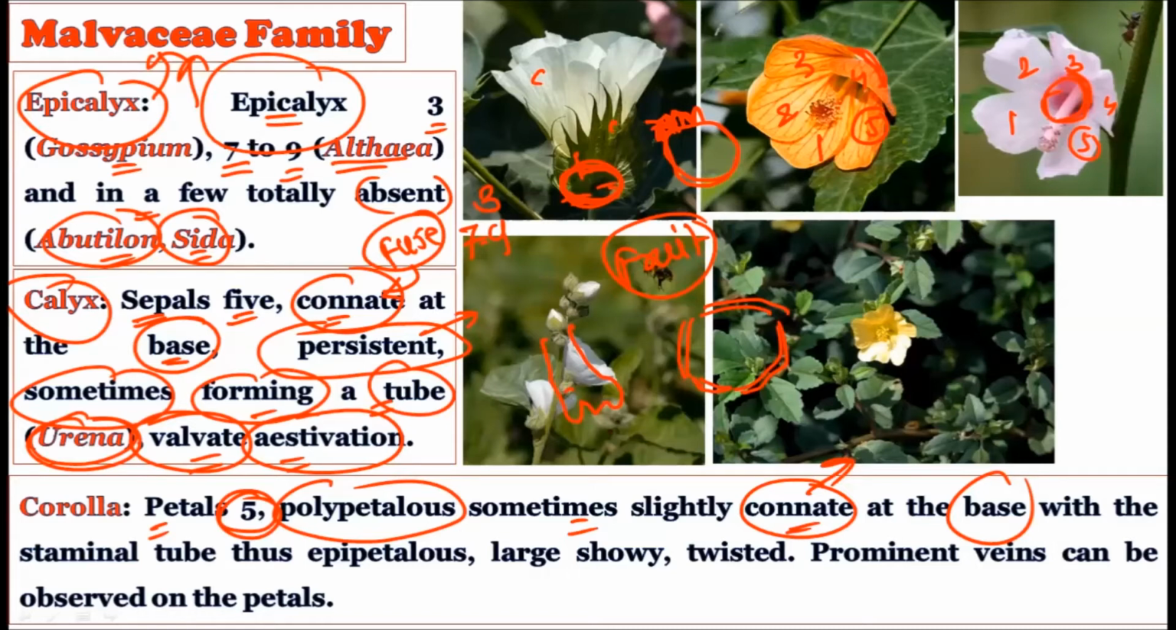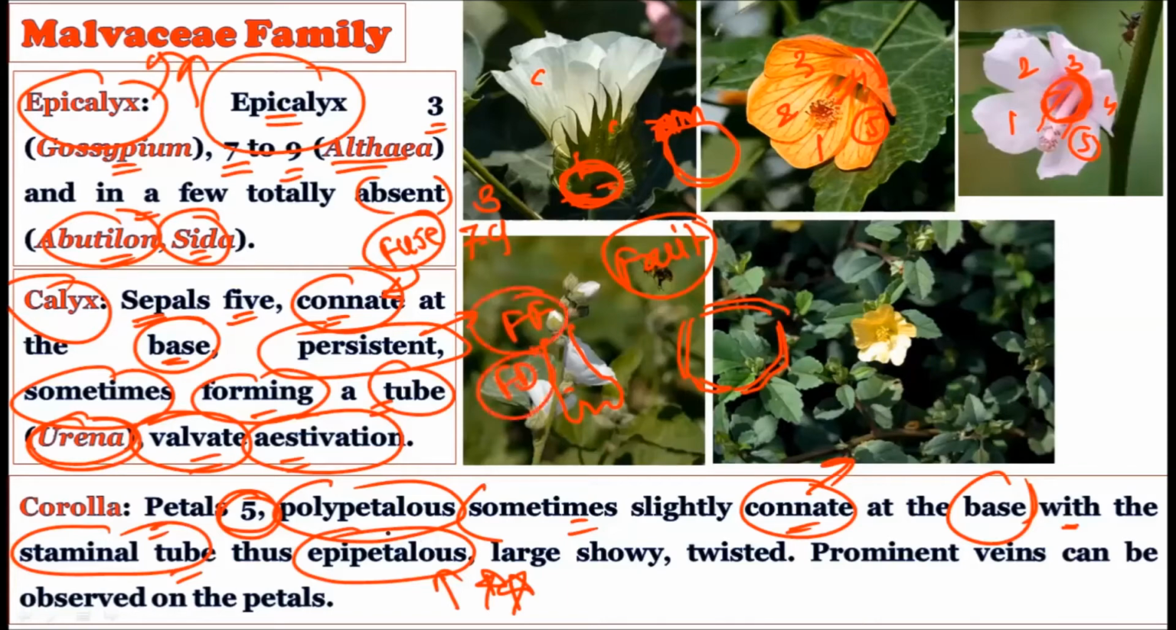Sometimes they are slightly connate at the base with the staminal tube. Observe the staminal tube. You will find a staminal tube everywhere in the family Malvaceae. See this tube, which is coming out of the flower. This is called the staminal tube, and it is the characteristic feature of the Malvaceae family. This staminal tube is thus epipetalous. Now see, this is a very important term. It will reflect everywhere, not only in the UPSC mains examination, but it will also change your floral formula and your floral diagram.